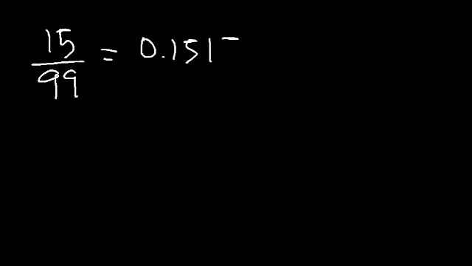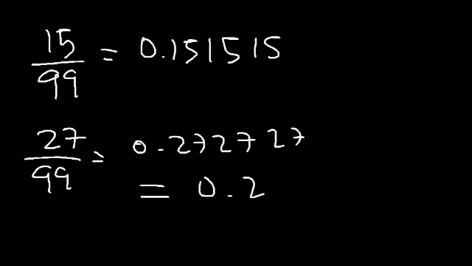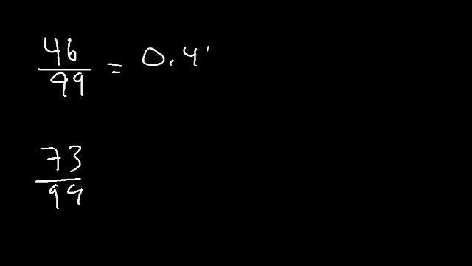So let's say if you have 15 over 99, that's going to be 0.15 repeating. So it's like 0.15, 15, 15. It keeps on going forever. So 27 over 99, it's going to be 0.27, 27, 27 repeating. So you can write it as just 0.27 repeating. So 46 over 99 and 73 over 99. This will be 0.46 repeating, 0.73 repeating.